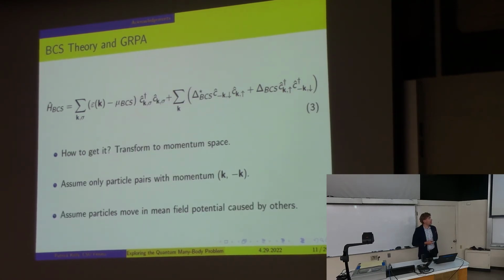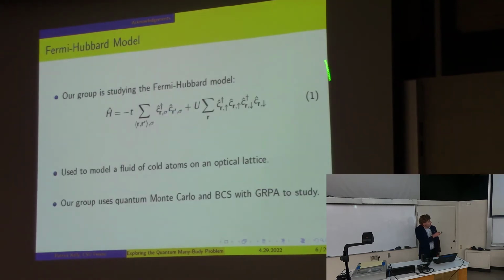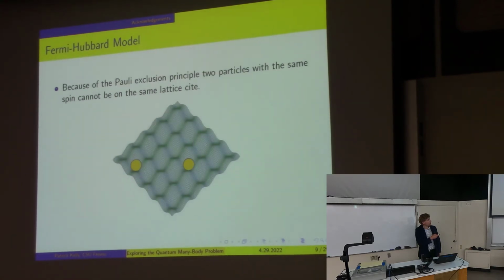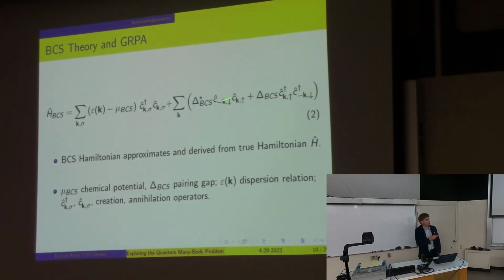So how do you get it from the true Hamiltonian? First you transform from position space to momentum space. Then you assume the particles in the pairs have equal and opposite momentum, and that the system is made up of a fluid of just pairs with these equal and opposite momenta. And then you replace this term here that has four creation and annihilation operators. You use mean field arguments to turn it into one where you only have two, so it's linear in these pairs of operators.